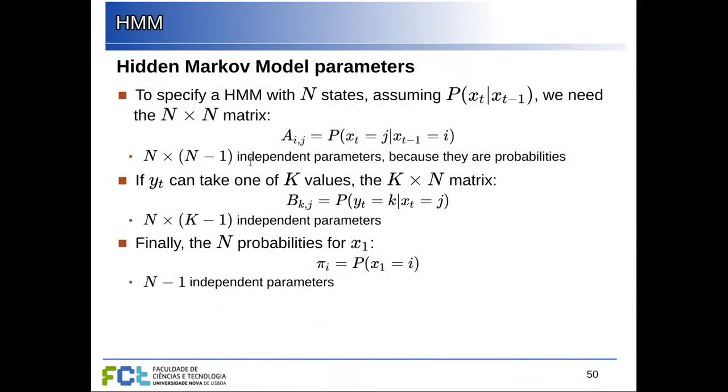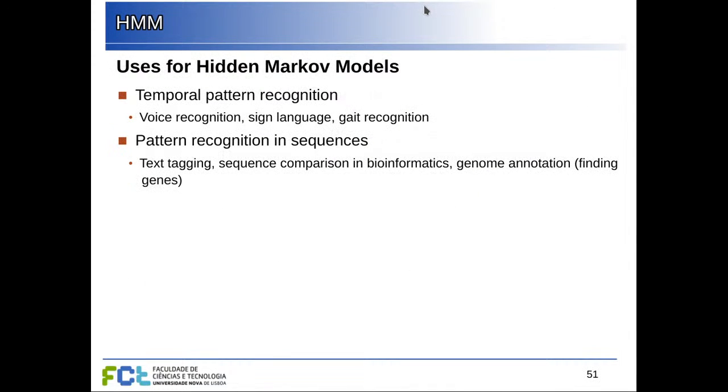Note that these parameters are not all independent, because since these are probabilities, for example, for these matrices, the sum of each row and each column must be 1, because there must be one of those values somewhere. We cannot have something outside of those values. And also for the starting state, we only have n minus 1 independent parameters, because the last one will just be 1 minus the sum of all the others, because everything must add up to 1. But basically, this is what we need to specify to have a definite hidden Markov model with all the parameters instantiated. Okay, so what can we do with this?